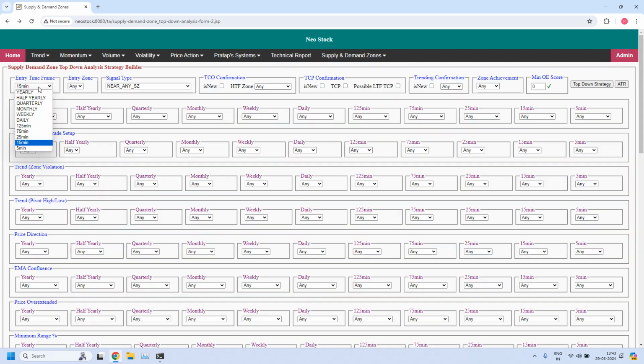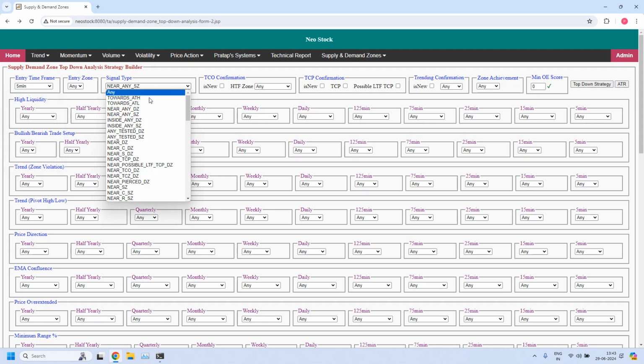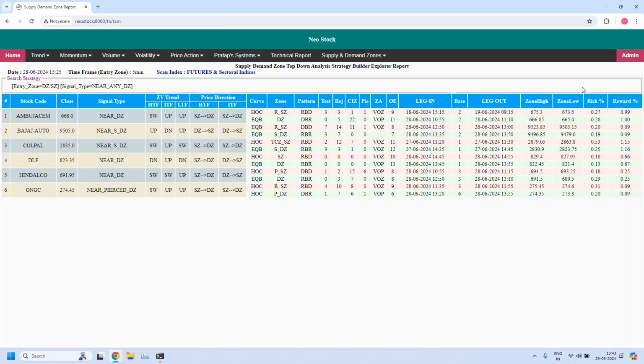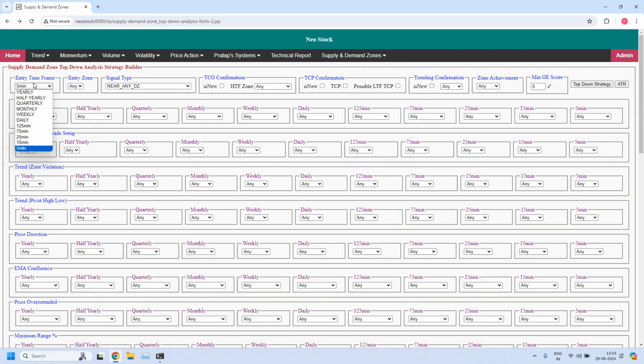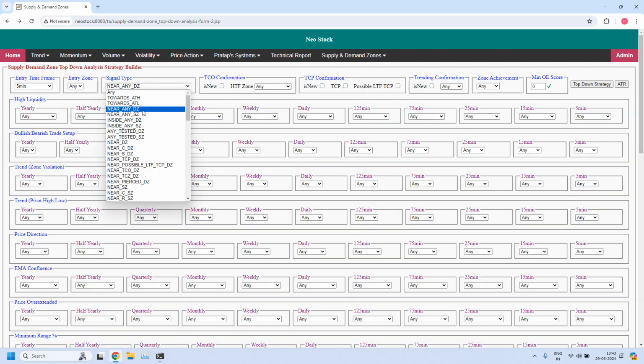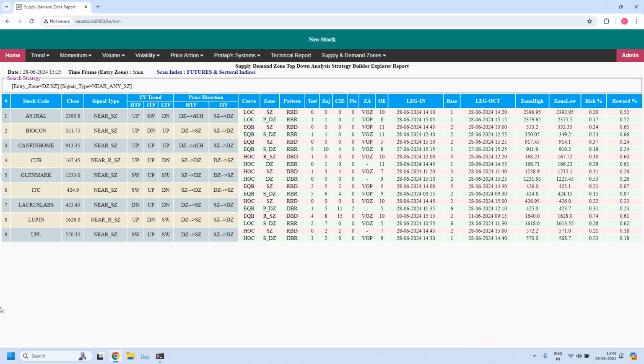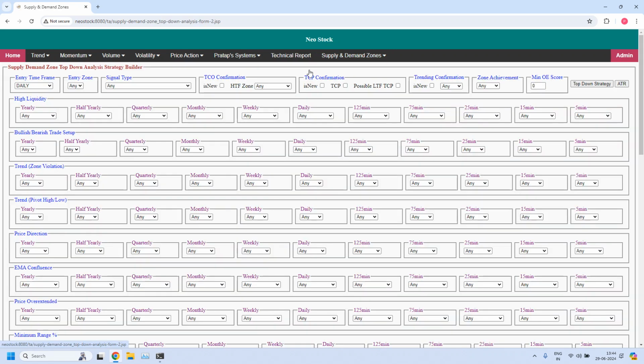Let me go back and change the time frame to 5 minutes and let us find the stocks near 5 minutes demand zone. 6 stocks are filtered. Next report, for 5 minutes time frame, let us find the stocks near 5 minutes supply zone. 9 stocks are filtered. So these are the stocks near demand and supply zones. We also identified daily and 75 minutes high liquidity zones. Now let us generate the next report.